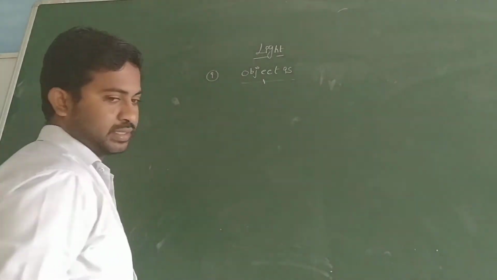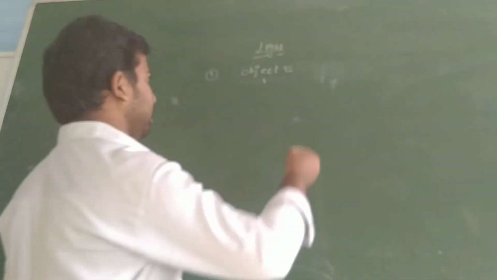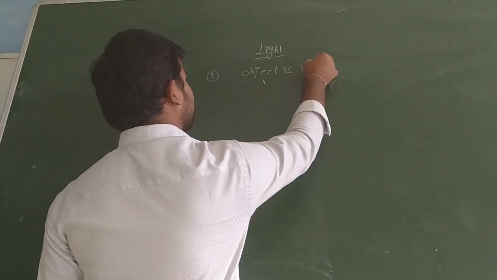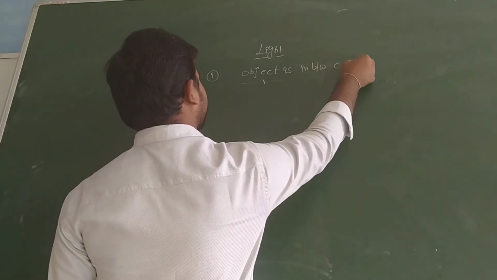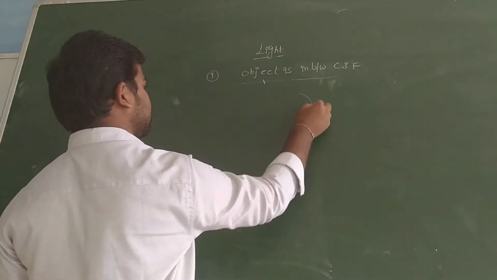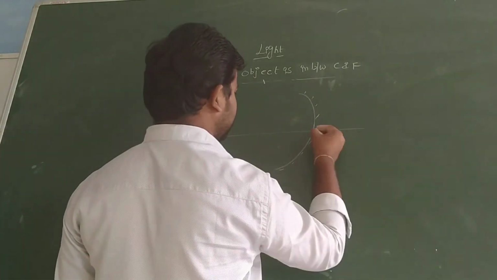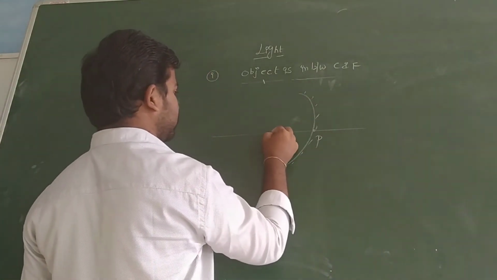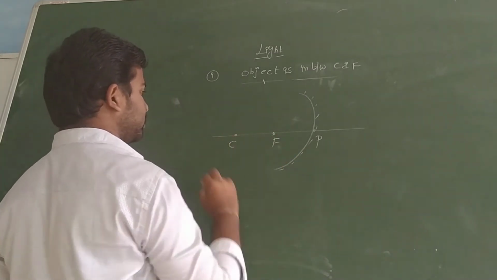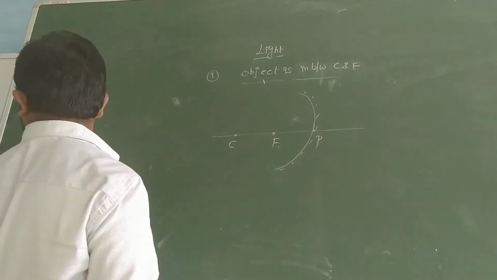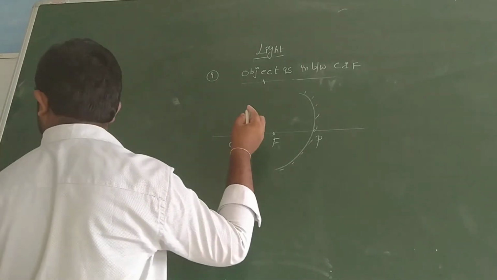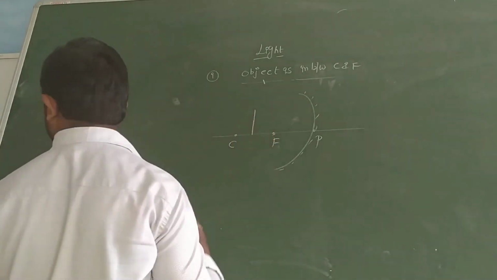Now the object is in between C and F, for a concave mirror. It is the pole, the focus, and the center of curvature. If we keep the object in between C and F, then where the image will be formed, that we will see.